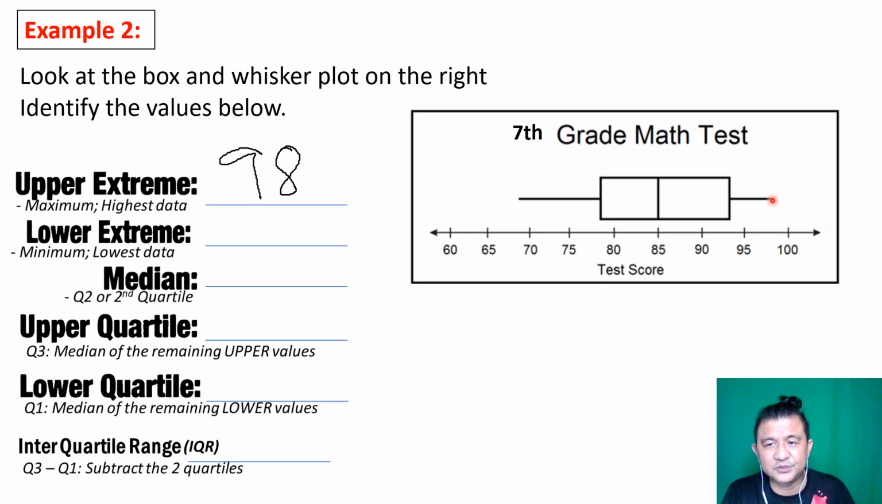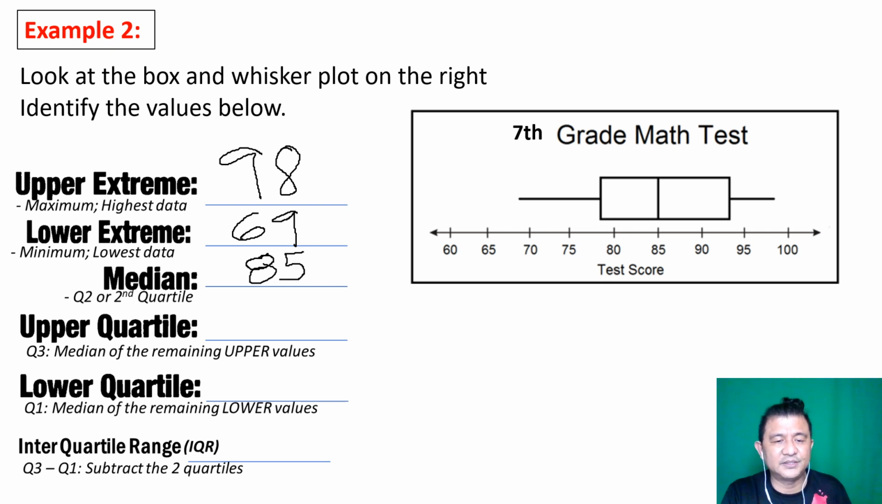Next would be the lower extreme. Which is the lower extreme? Going down to the end, that's going to be here. It's not a 70. Let's say that's a 69. Okay, next, the median number. The median number is the middle number of the box. The middle number of the box is here, 85. So that's the middle score of all my students who took the test.